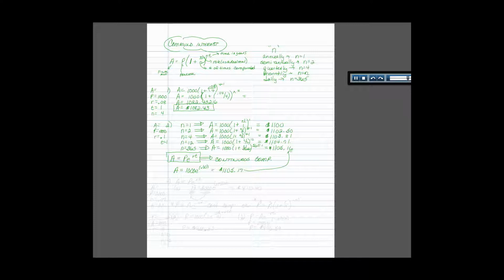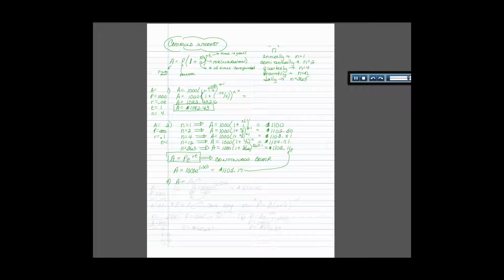If it was an investment, again, the more you invest, the more difference that's going to make. So let's look at example 4. It says if $2,000 is placed in an IRA paying 7% per annum and compounded continuously, then what will the IRA be worth in 20 years?